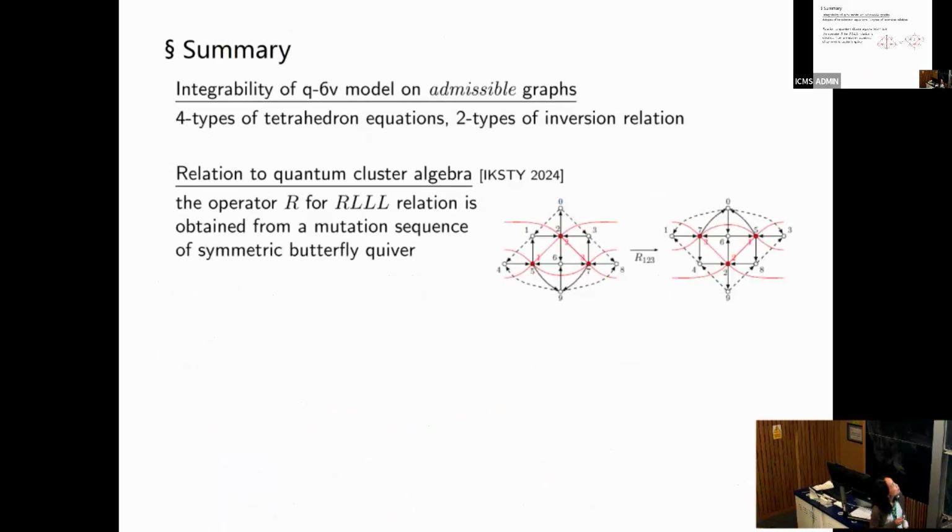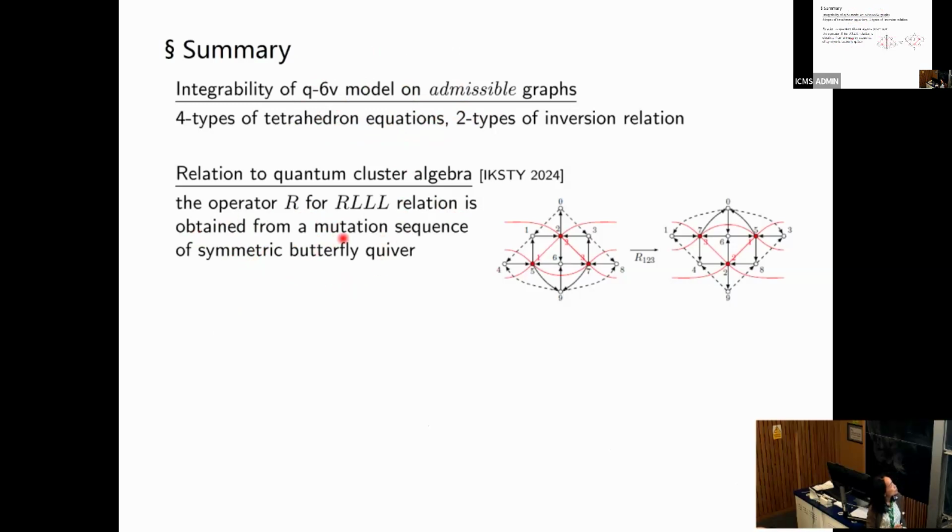And so this is the end of my talk. So I give a summary and some remarks. So we constructed some integrable model on admissible graph. And I'd like to mention the relation to quantum cluster algebra I said.